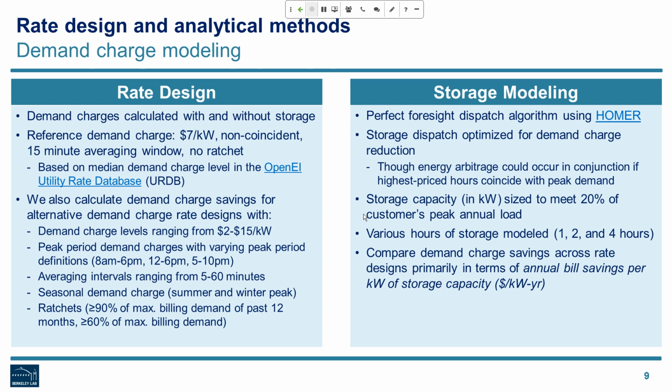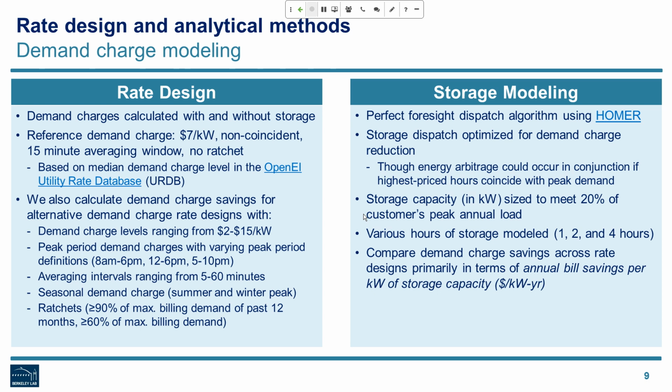For the demand charge modeling, we're calculating the demand charges with and without storage. We used a reference demand charge of $7 per kilowatt, which is non-coincident, using a 15-minute averaging window with no ratchet. This $7 level was based on median demand charge levels from our analysis of the OpenEI utility rate database, which compiles rates for a large number of utilities throughout the country. We also calculated demand charge savings for a number of alternative demand charge rate designs, including varying levels ranging from $2 to $15 per kilowatt.